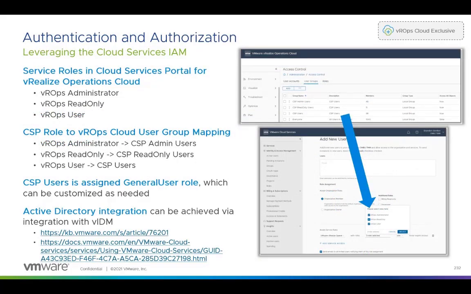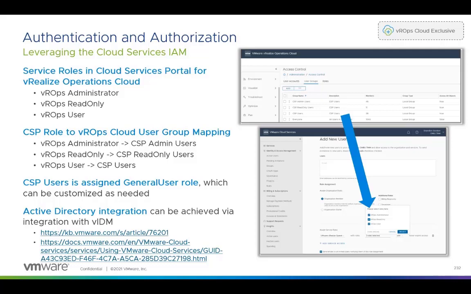A lot of customers have questions about how they give permissions and access to vRealize Operations Cloud. It works a little bit differently than with the on-premises version because we're relying on the VMware Cloud Services authentication portal. So they would log into the Cloud Services portal, and that would allow them to access the various services and products, including vRealize Operations Cloud.